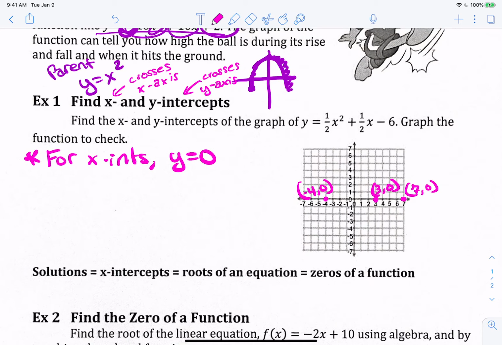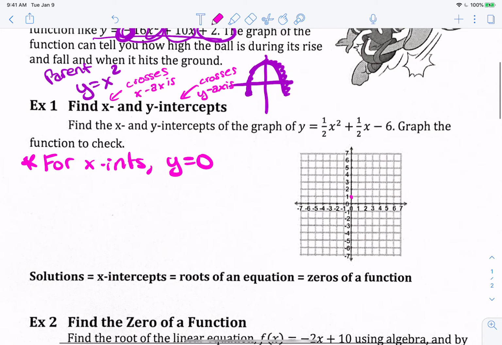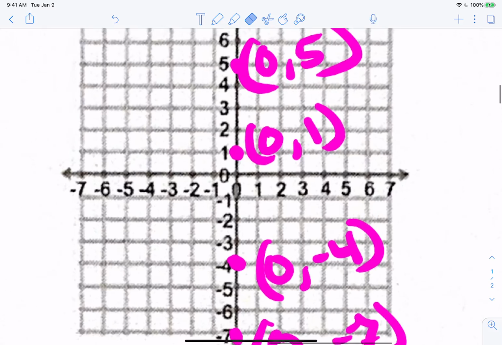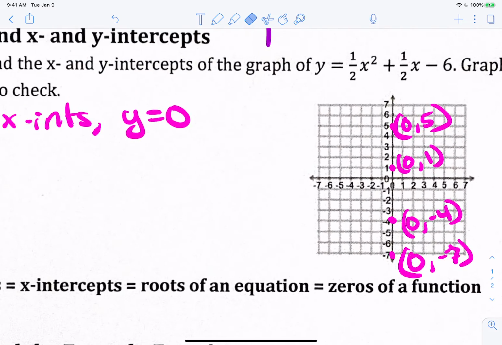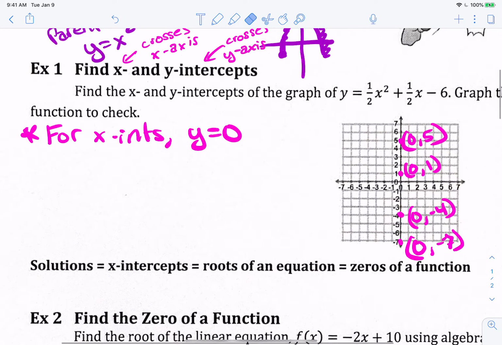Okay? Now, I'm going to erase that, and I'm going to do some y-intercepts. So this one right here is a y-intercept. It is the point (0, 1). This one right here is the point (0, 5). This one down here is the point (0, -4). This one is the point (0, -7). Those are all y-intercepts. They're intersecting the y-axis. What do all of those points have in common? The x's are 0. So, star, star, star, for the y-intercepts, the x is equal to 0.